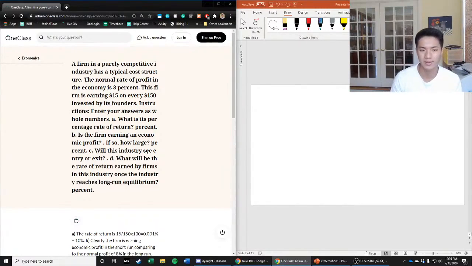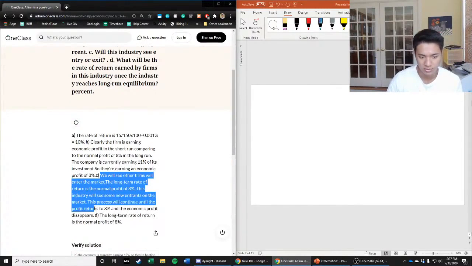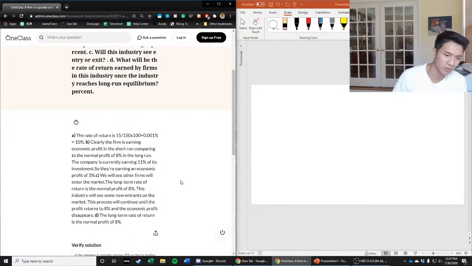And what happens is that's going to increase the supply of goods in this market and drive down the price that firms are able to demand. And overall, that's going to start lowering the rate of return as the revenue from each unit of goods sold in this industry goes down, right? But for the short term, at least, we see entry into the market for sure. And the previous tutor said, we will see other firms entering the market. The long-term rate of return is a normal profit of 8%. This industry will see some new entrants. This process will continue until the profit returns to 8%, and any economic profit disappears.